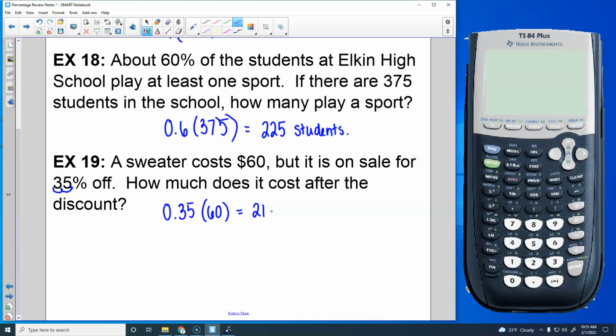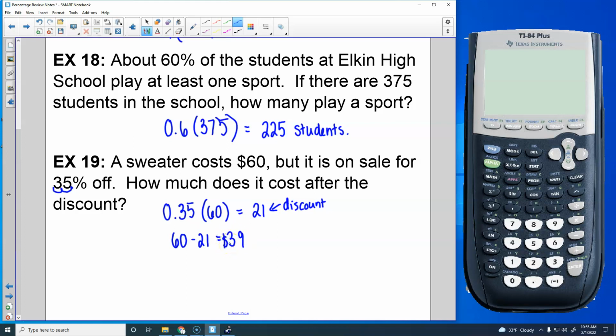Okay. Is that your answer? It's not right. That's what I thought. I was like, this can't be. Because you have to subtract the 21. That's your discount. This is your discount, which means you've got to take 60 and subtract that 21, and it's $39.